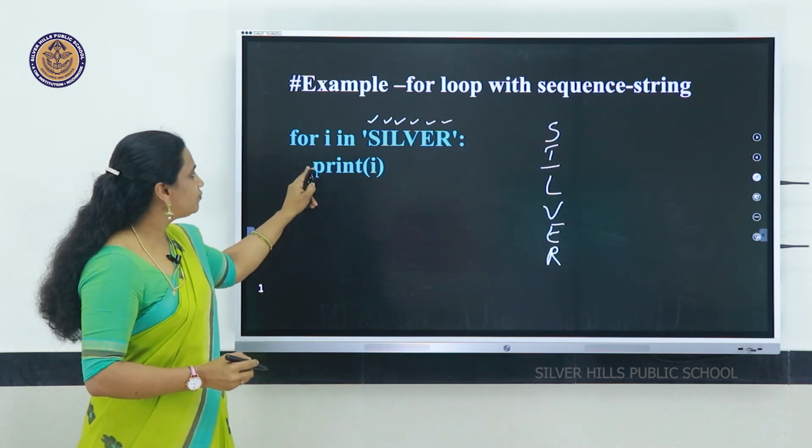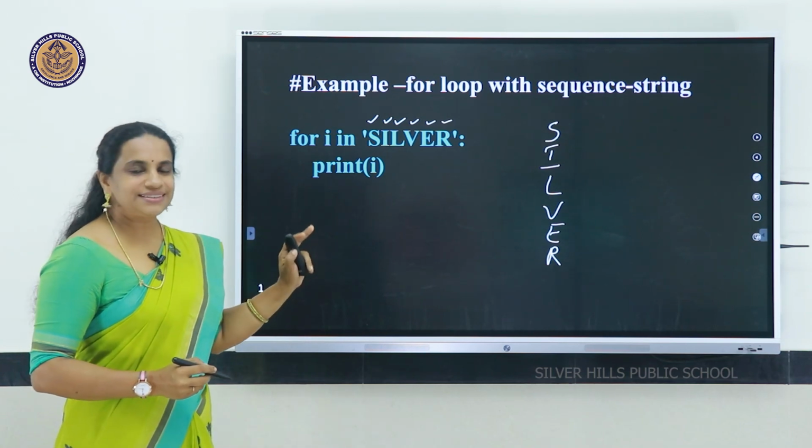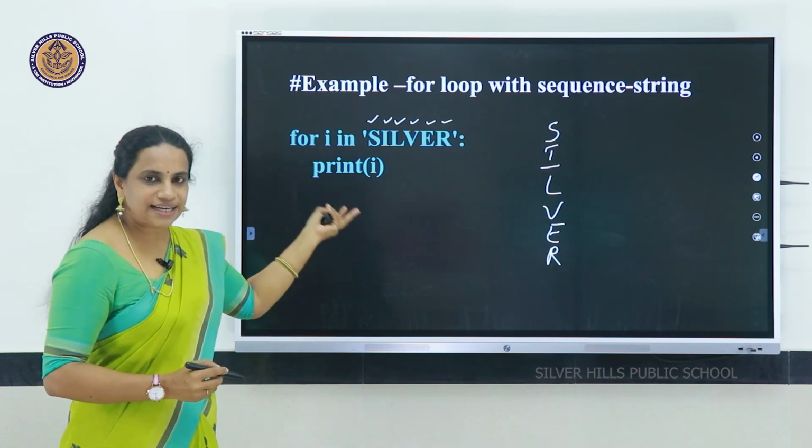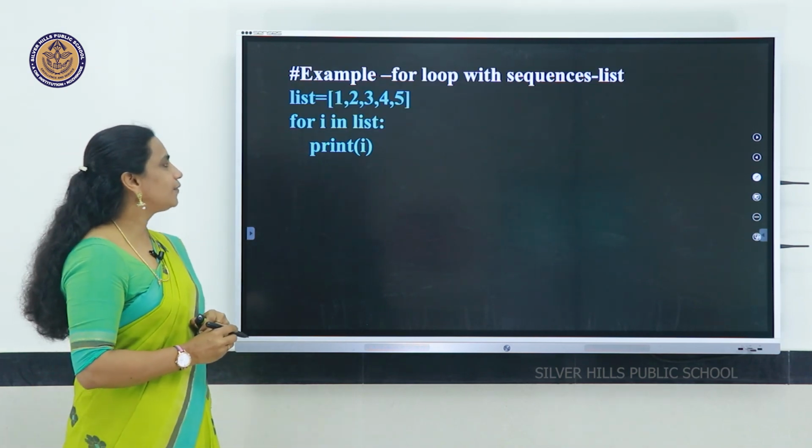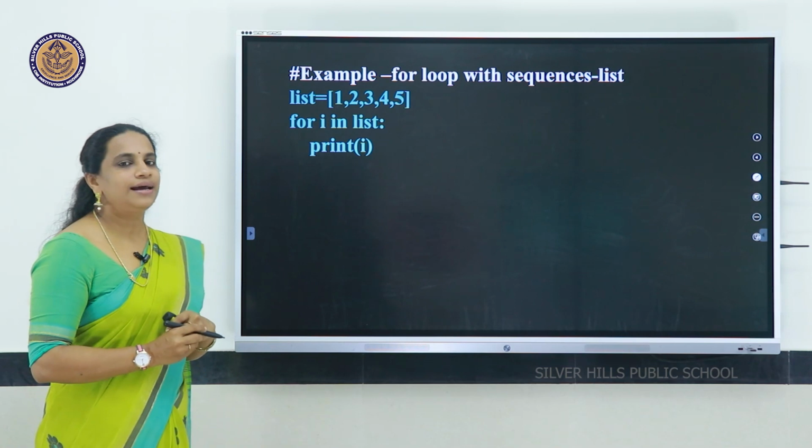These values are all printed one by one because print i is given. This is an example of for i in a string value, that is, a sequence. Here we had taken the example as a string. Now, let us see the next example. What is the sequence given here?